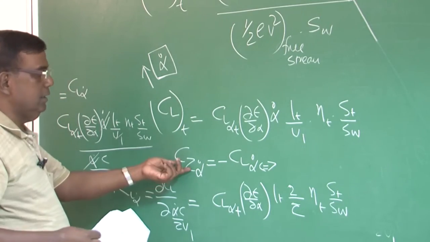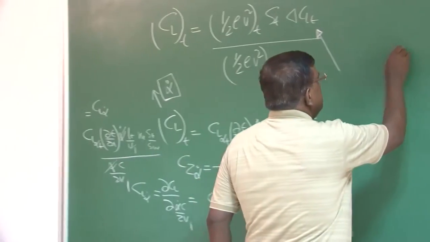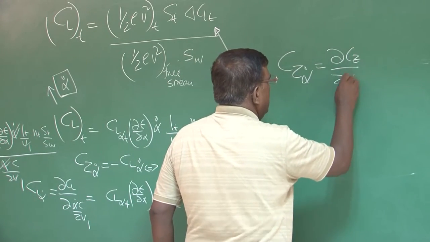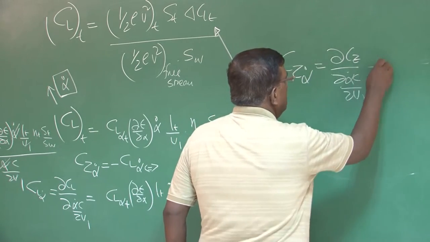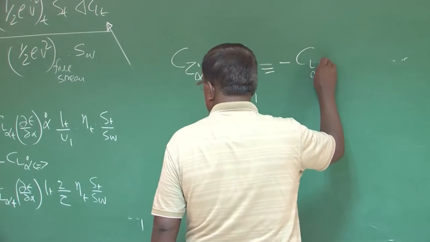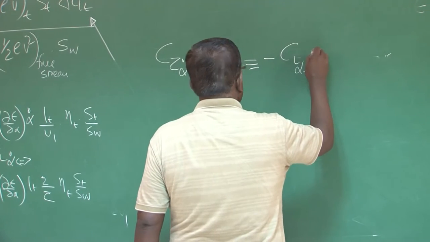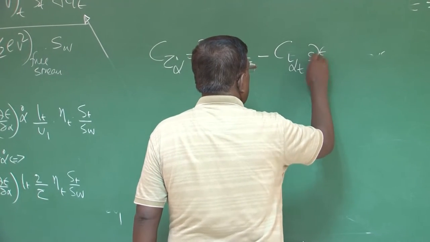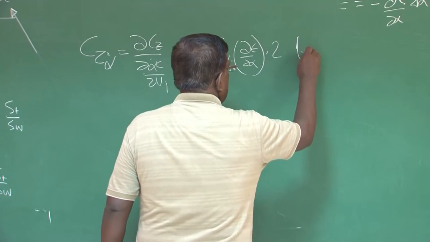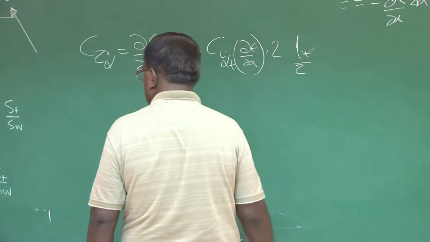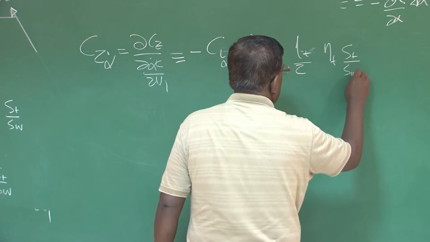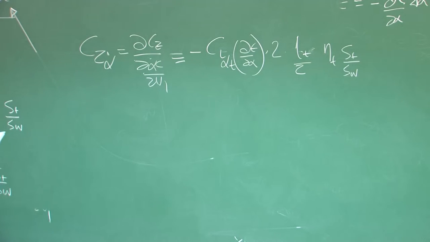Now, once I know this is CL alpha dot, my aim is to find CZ alpha dot, so I'll write CZ alpha dot, which is equal to dCz by d alpha dot c by 2u1, which will be equal to just minus CL alpha dot, so minus CL alpha tail into d epsilon by d alpha into 2 into LT by C, neta T, ST by SW. Very good expression. This is fine.